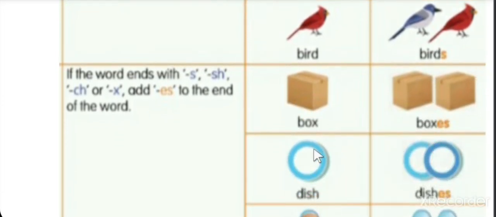If there is a word ending with s, sh, ch or x, then we use es to make the word plural. Like box. Box has x at the end. So we will add es at the end to make box plural as boxes. Many boxes. Similarly, in dish, one dish. Dish has sh at the end. So we will use es to change singular into plural. Dish, dishes.